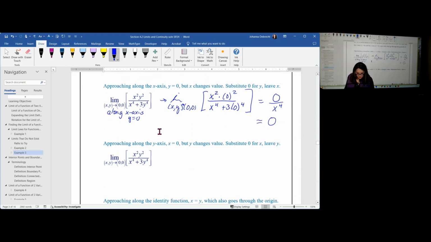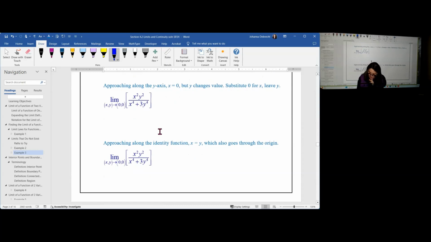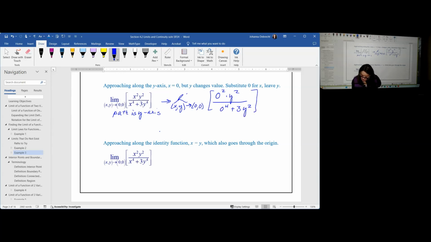Let's see what it does when I approach along the y-axis when x equals 0. In this case, if I'm approaching along the y-axis, then x equals 0, but y changes value. So this is going to lead us to the limit where we substitute 0 for x, but leave the y alone, sort of the opposite of what we had last time. So we have 0 squared times y squared divided by 0 to the 4th plus 3y squared. This is going to give me 0 in the numerator and y squared in the denominator. But again, this is a limit. Y never actually gets to 0. So this is defined and it becomes 0. So far on these two paths, they both give me 0.